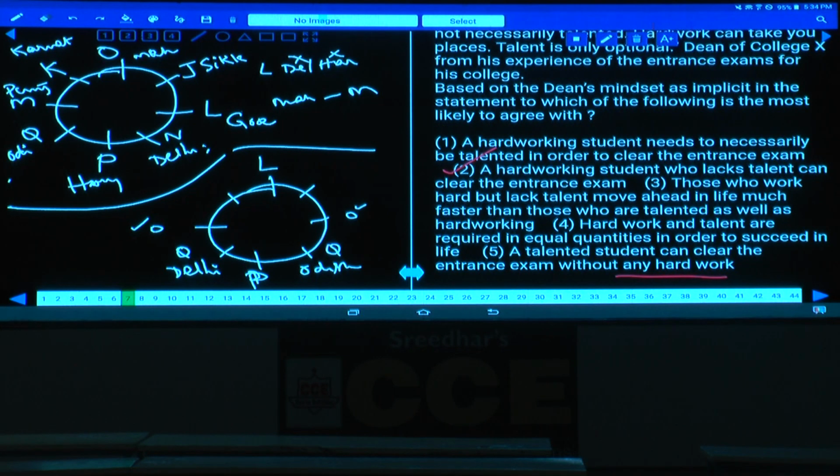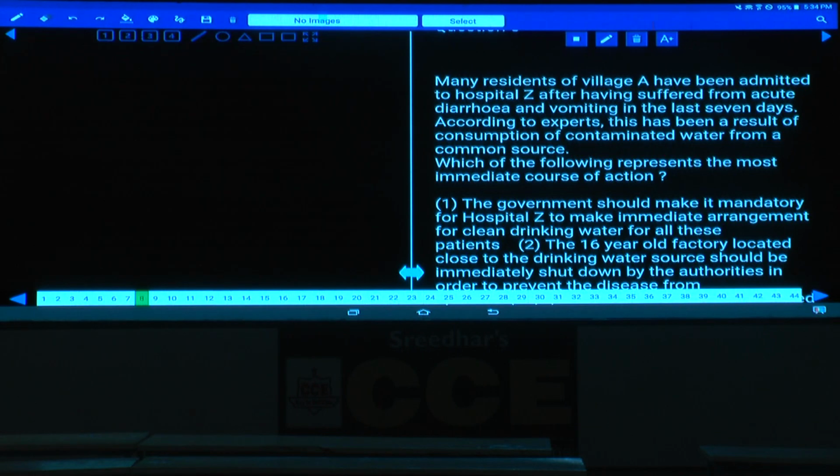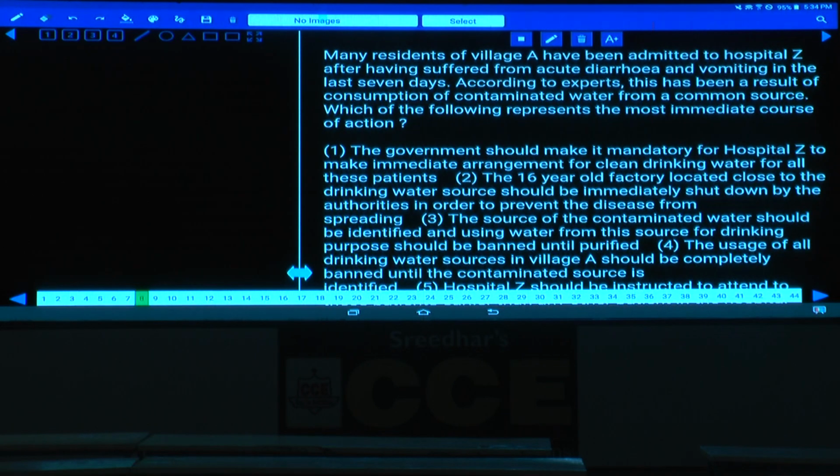Then question number 8. Now in this question number 8, many residents of village A have been admitted to hospital Z. Now these many residents of this village have been admitted to hospital Z after having suffered from acute diarrhea and vomiting in the last 7 days. And what is the reason behind this one? According to experts, this has been a result of consumption of contaminated water from a common source. As they have consumed this contaminated water, this diarrhea is just because of that only. And this was given by the experts.